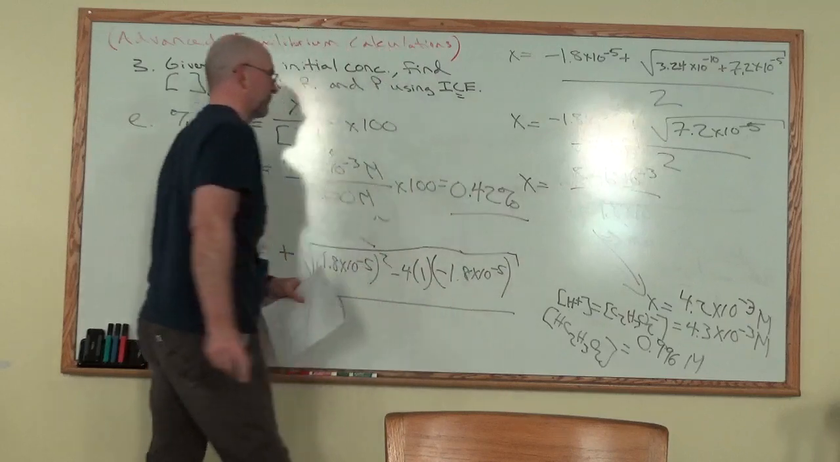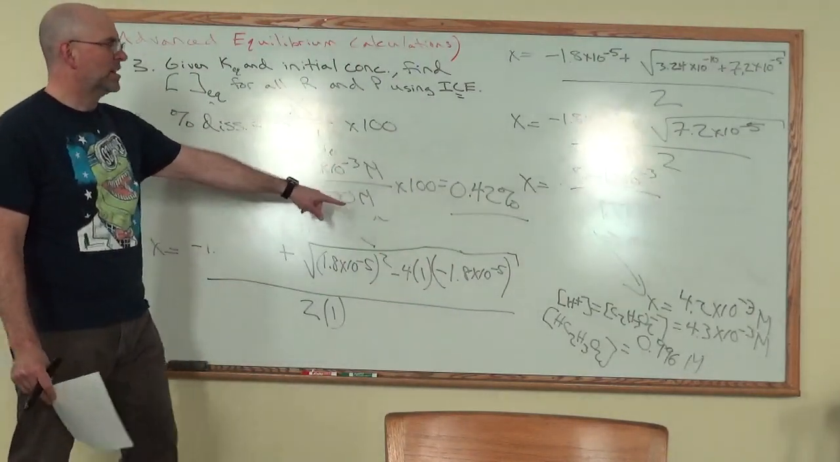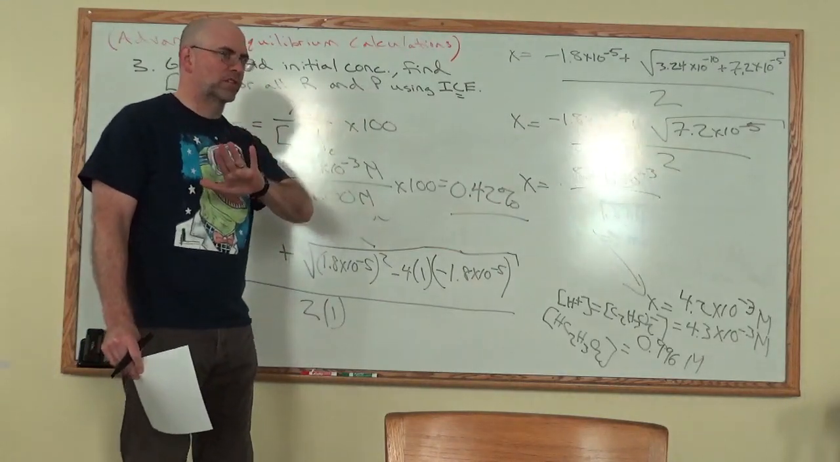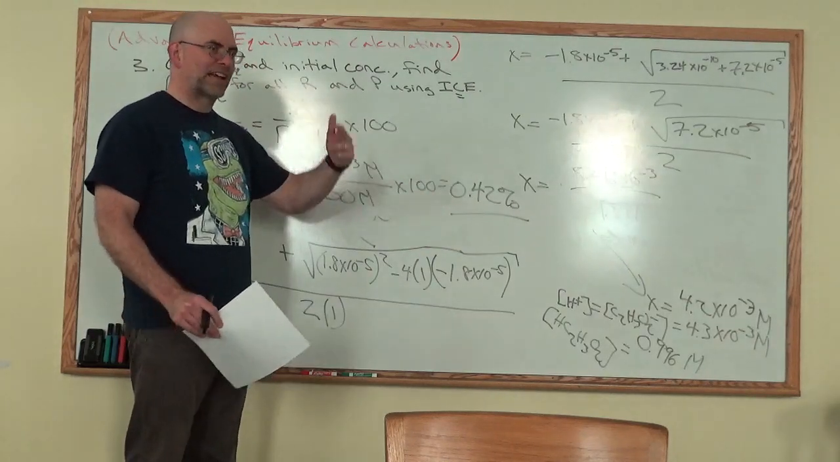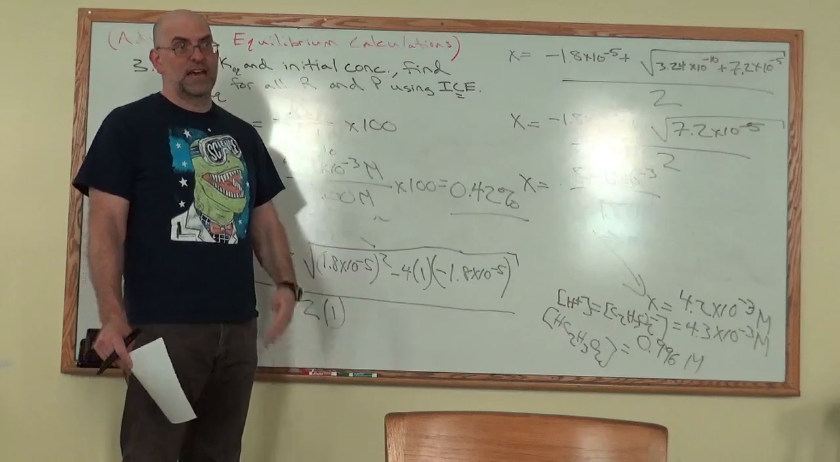0.42%. I like calculating percent dissociation because it makes the point. Only 0.42%, not 4.2. Only 0.42% of the acetic acid breaks up into H plus and acetate ion. That is a weak acid.